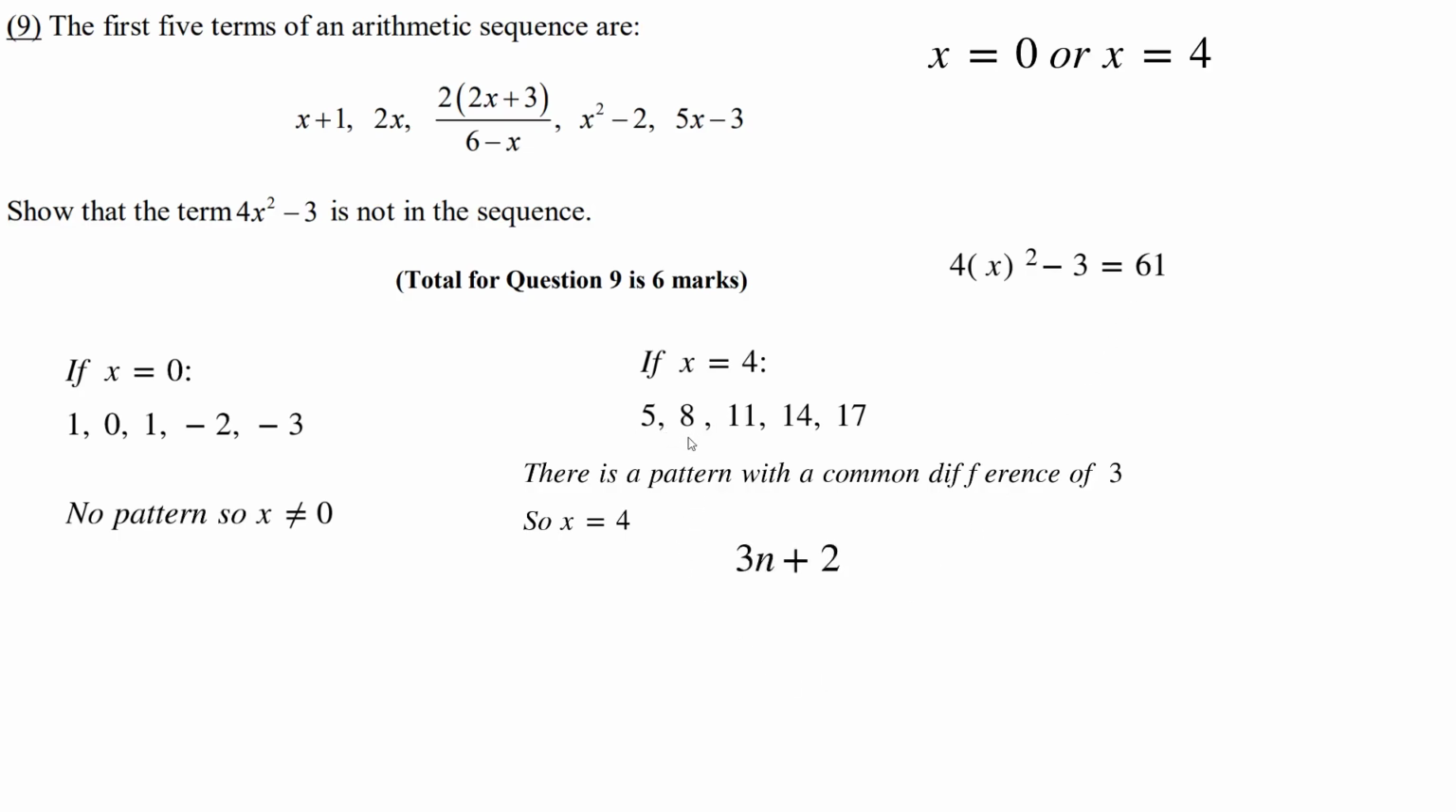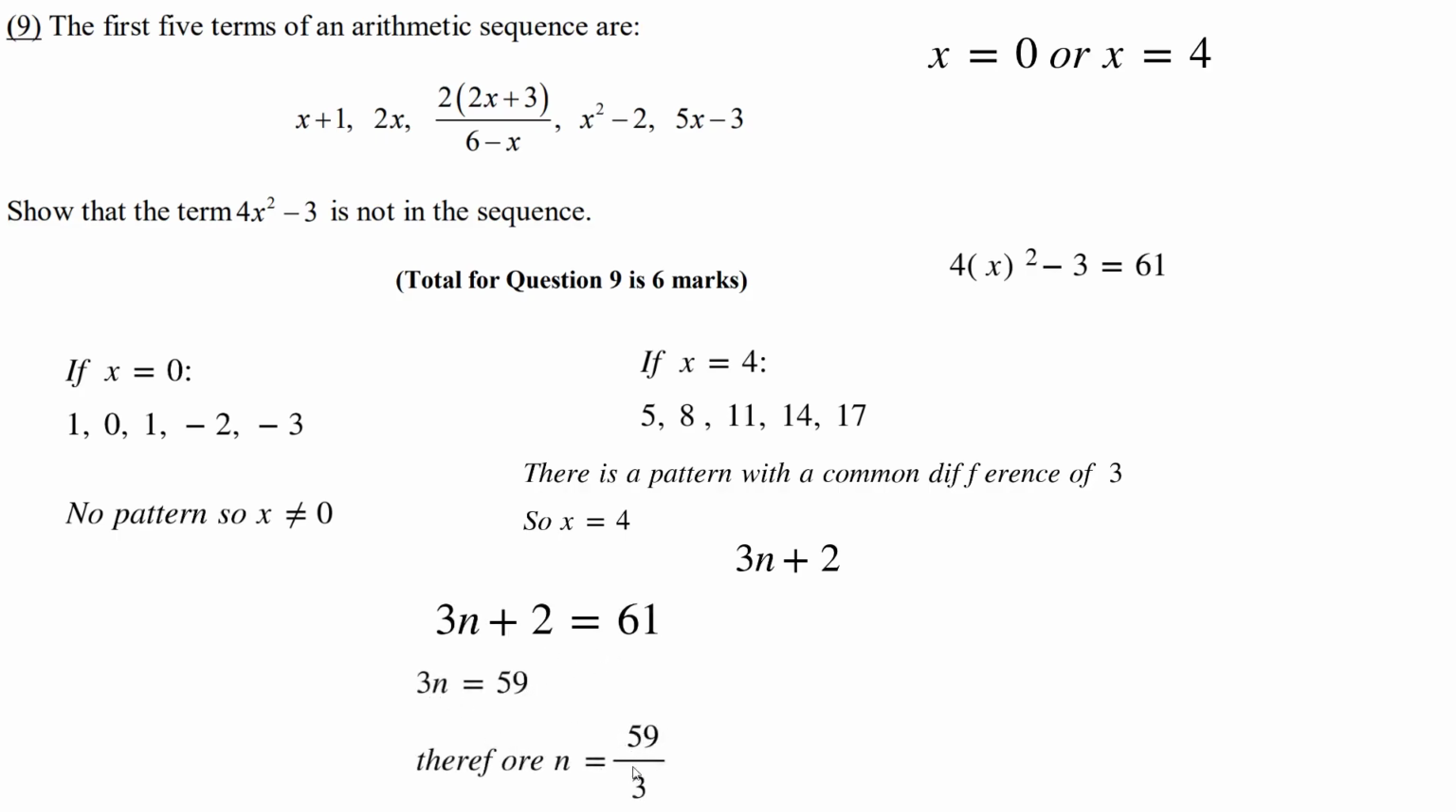So this is 3n plus 2, so it's just the difference between these two, which will give you 3, and then it's how do you get from 3 to 5 to the first term? Well, you add 2, so it's 3n plus 2. And then we're saying that equals 61. And then take away 2 from either side to get 3n equals 59.